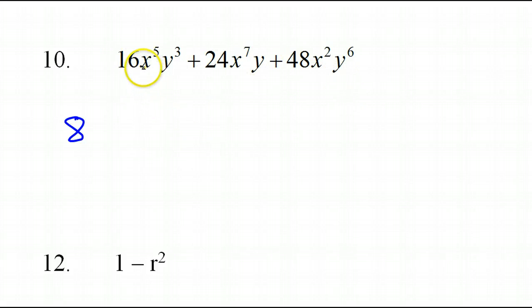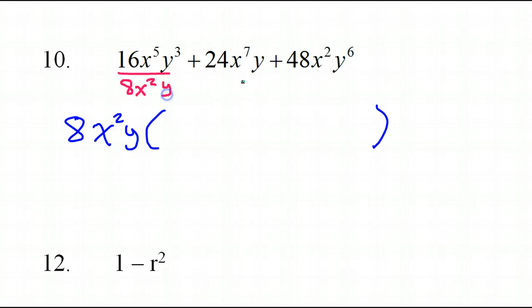Now, the variables. What is the lesser amount of x's? 5, 7, 2. 2 is the lesser. So I bring out x squared. Look at the y's. Y to the 3rd power. Just y. Y to the 6th power. Well, just y is the smallest, so I'm going to go with that. So this is my GCF, my friends. So let's divide. 8x squared y.